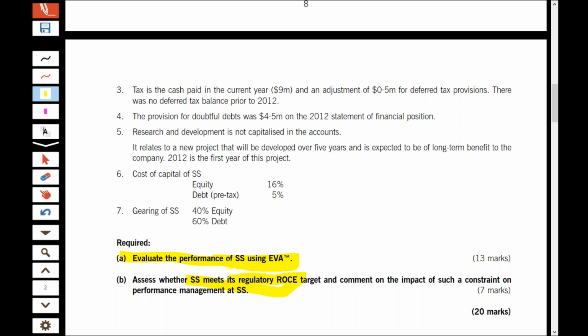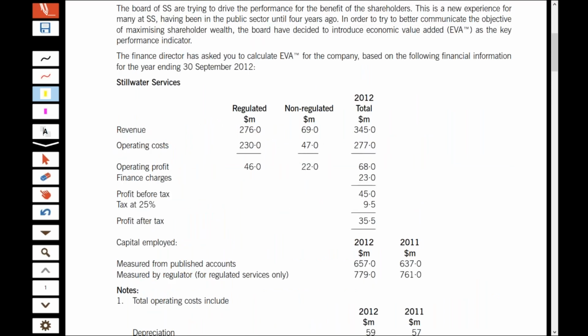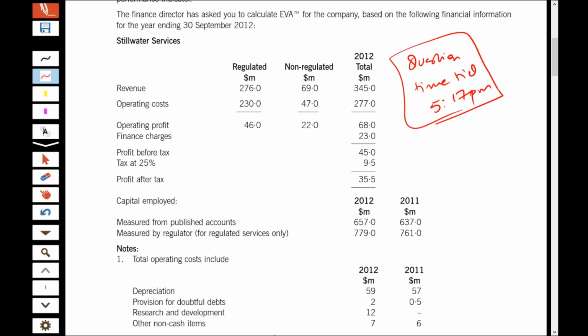So now let's try to calculate the EVA. I'm giving you 5-7 minutes. So take this reading time and try to calculate EVA. Till 5:17 p.m., kindly go through the question and then we'll start discussing.